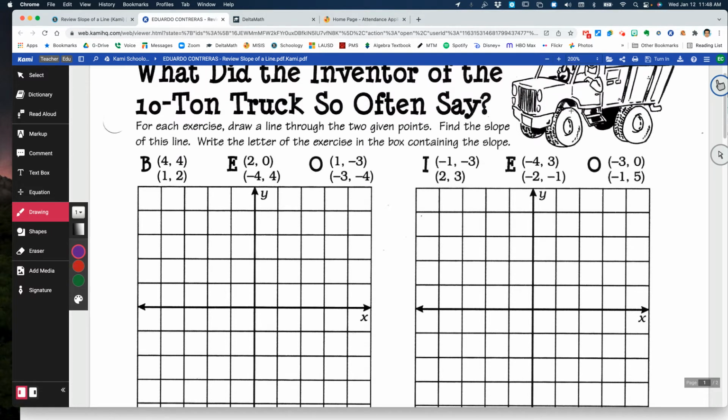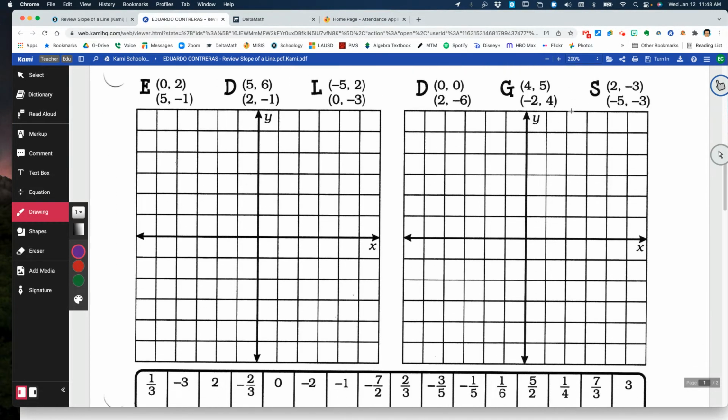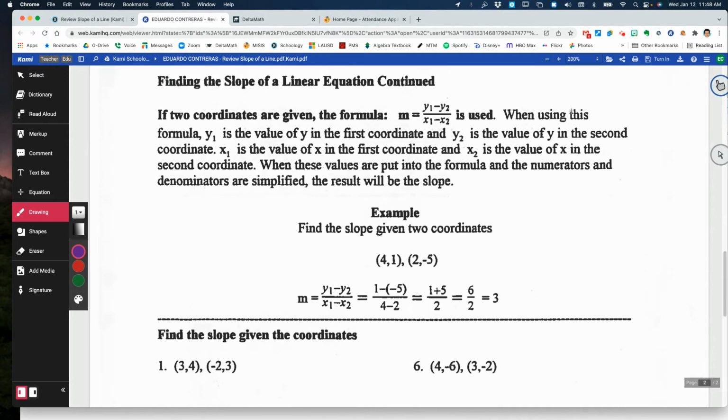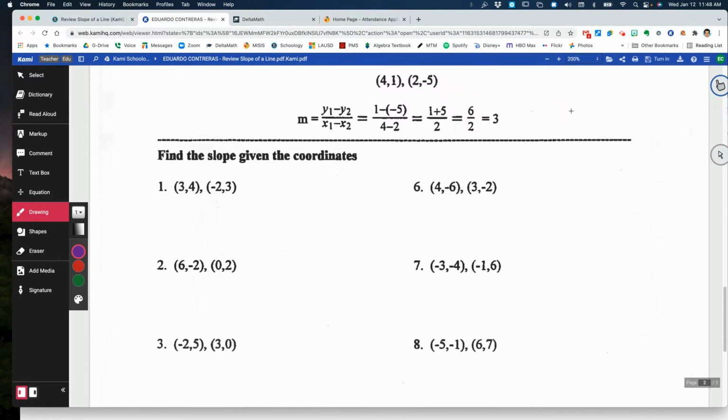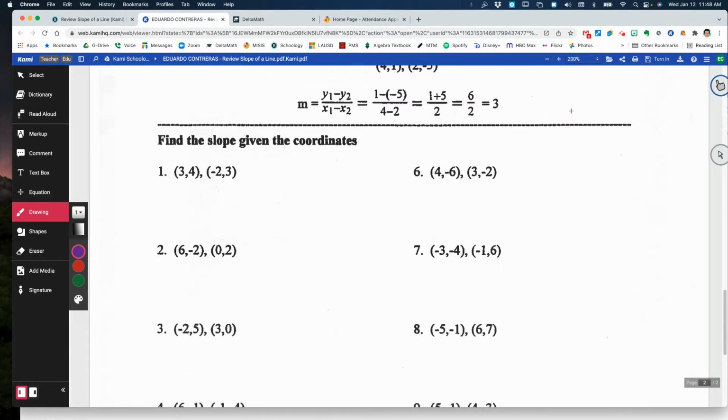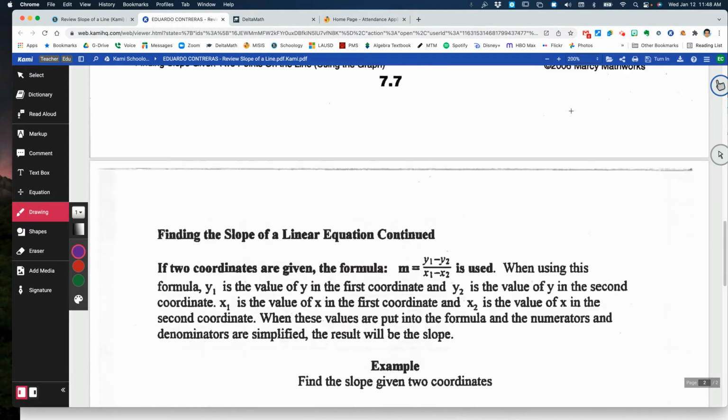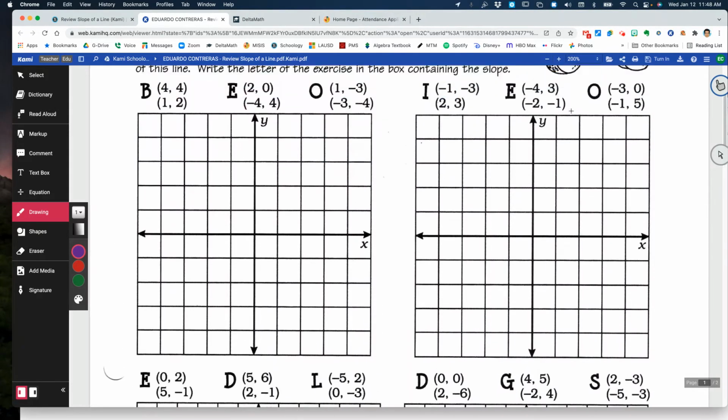We're going to do two things. We're going to find the slope on a graph between 2 points using rise over run. That's what we'll do here. And then we're going to use a slope formula to find the slope mathematically. So both things we've done before.